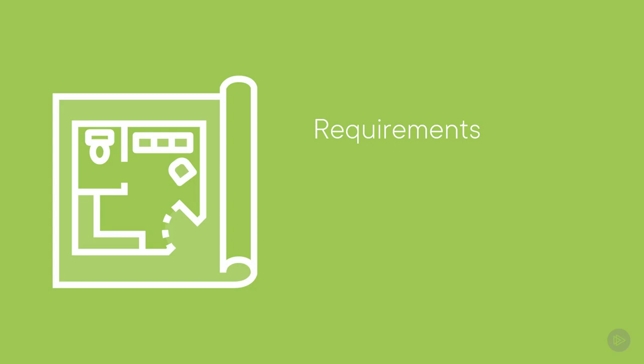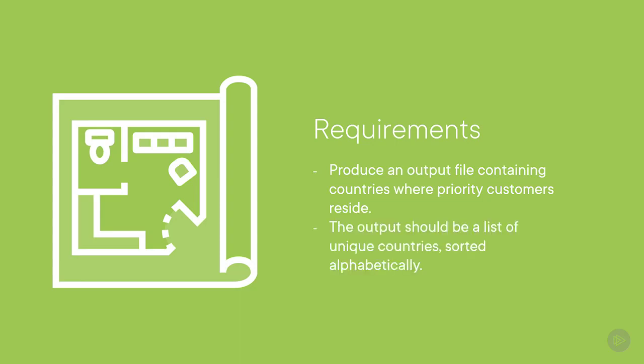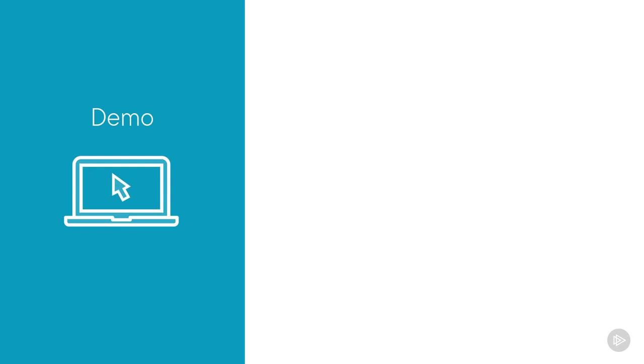A further requirement from the business is to produce an output file containing countries where our priority customers reside. This should be a list of the unique countries, sorted alphabetically. In this demo, we'll learn how to use a sorted set to meet this requirement, and I'll demonstrate how cultural rules can play an important role in sorting.